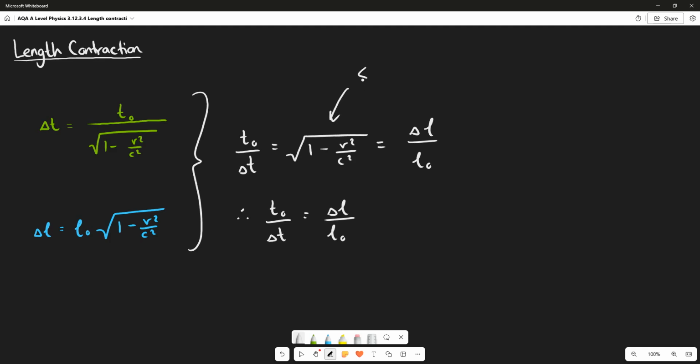This expression will always be less than or equal to 1, and therefore the numerators will always be less than the denominators. So the time measured by a moving observer will always be greater than for a stationary observer, and the length measured by a stationary observer will always be greater than for a moving observer.